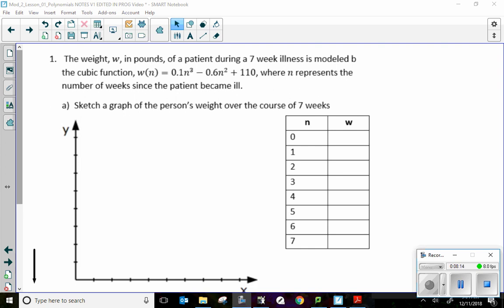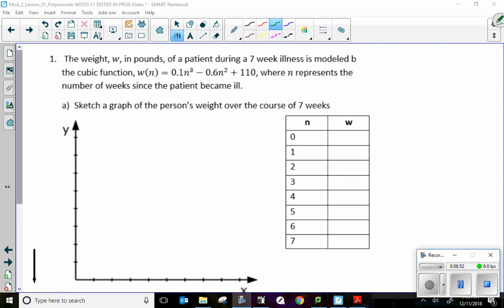All right, the dreaded word problem. The weight W in pounds of a patient during a 7-week illness. Oh, man, it's not a happy question, is it? Is modeled by the cubic function W of n equals 0.1 n cubed minus 0.6 n squared plus 110, where n represents the number of weeks since the patient became ill. Oh, man, that's really sad. Oh, it makes me sad.